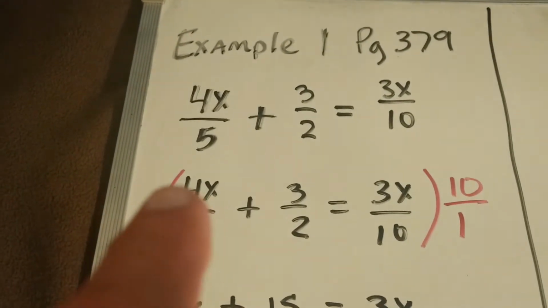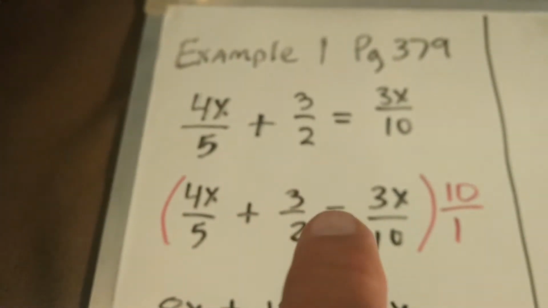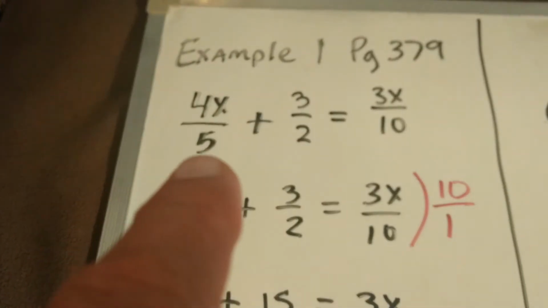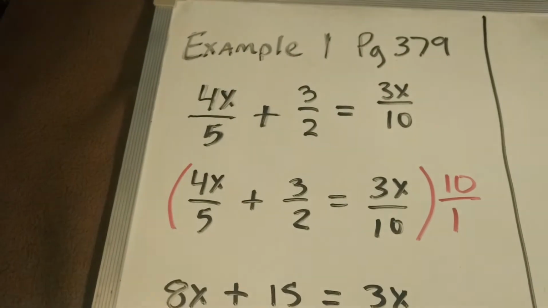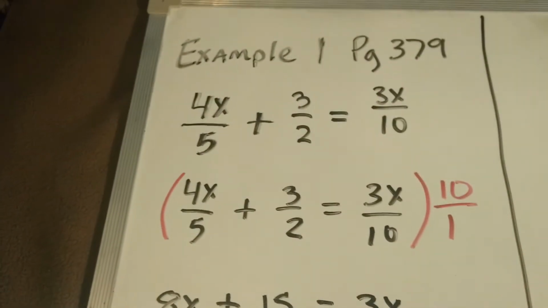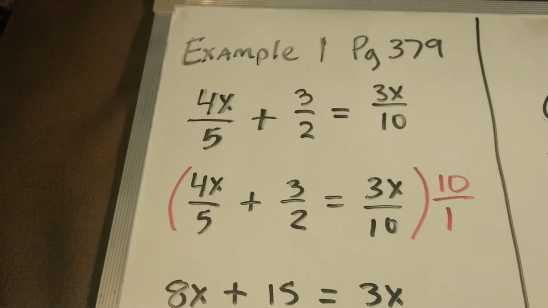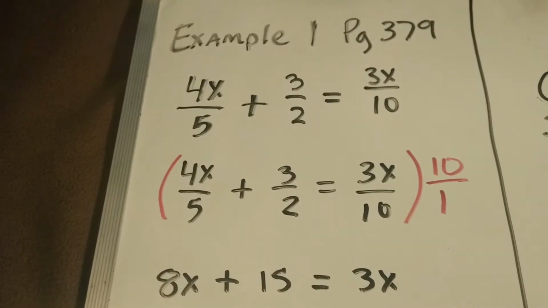So in this first one, this is example 1, page 379, you have 4x over 5 plus 3 over 2 equals 3x over 10. If we look at the denominators 5, 2, and 10, the least common denominator is 10. In other words, that's the smallest number that 5, 2, and 10 will go into evenly. Even if you were to get a number larger, you'd still be able to solve it, you just have to reduce it at the end.